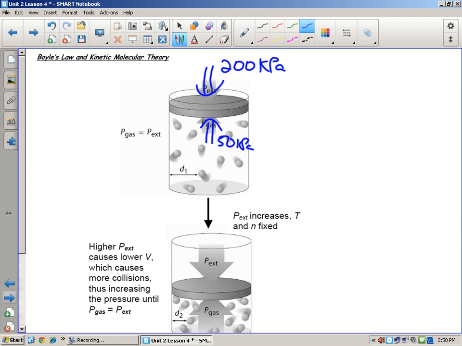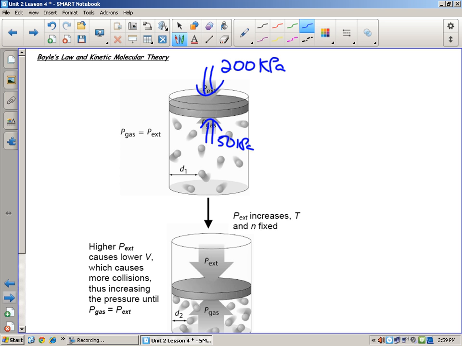What's going to happen? Yeah, so it's going to go down, right? So I'm pushing on here with 200 kilopascals, and it's going to keep going down. When does this plunger stop, or when does this force at 200 kilopascals, when I start pushing down, when does it actually stop? Yeah, when the two equalize out again, right?